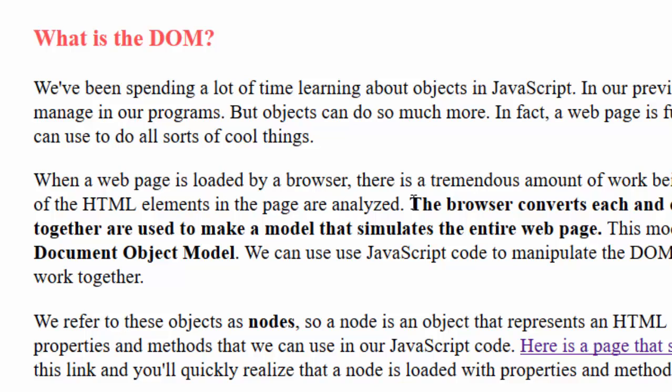And these objects that get created, they're a special type of object, and we call them nodes. So a node is an object that represents an HTML element on your page. And each node has a certain set of properties and methods that we can use in our JavaScript code.